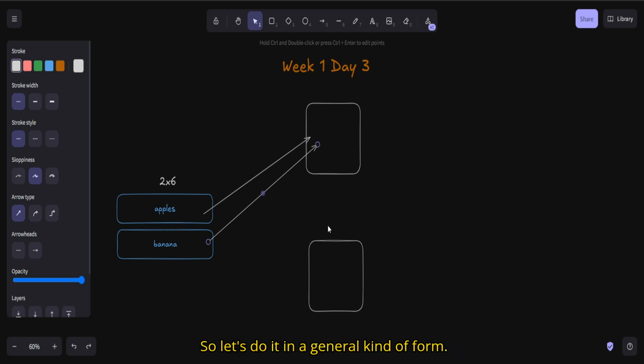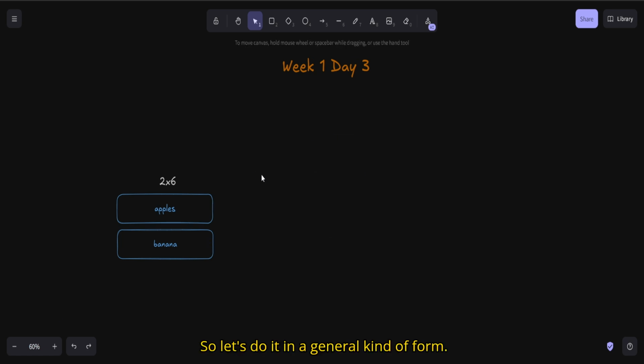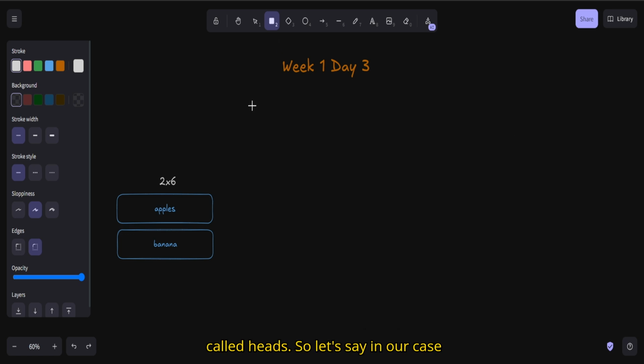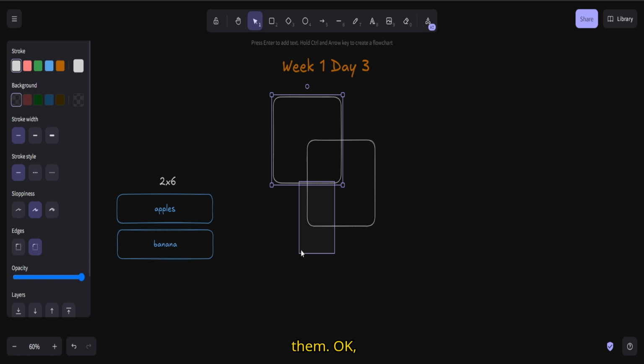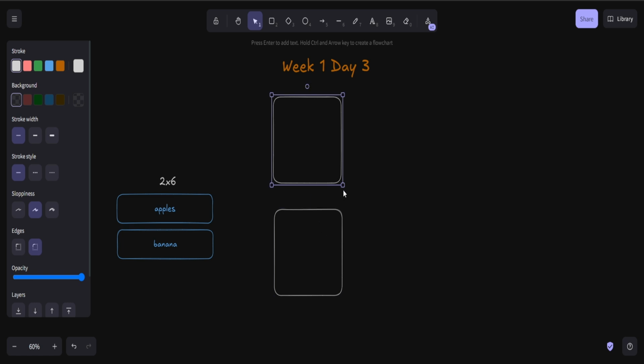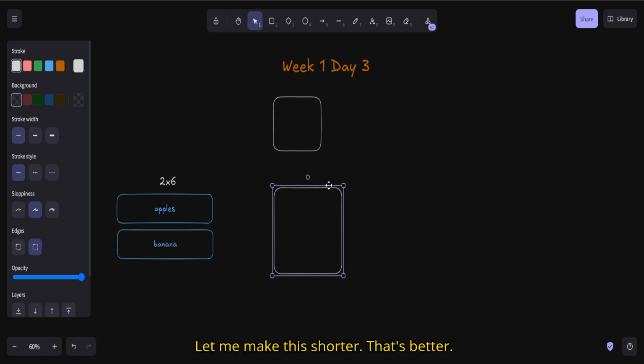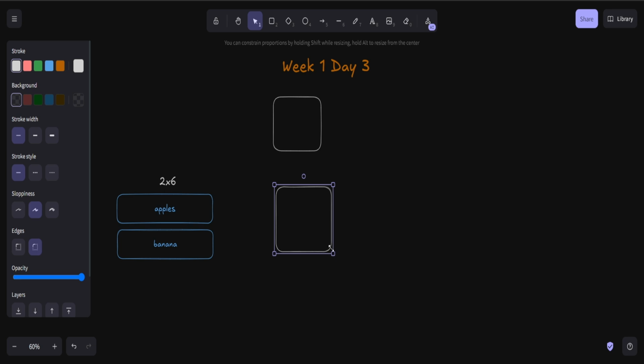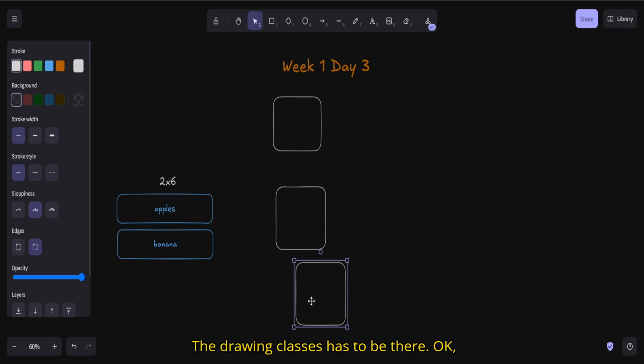Let's do it in a general form. Multi-head attention does not mean it will have only two. It can have three or more, anything, and each of them is called a head. So in our case, let's say we are considering three of them.